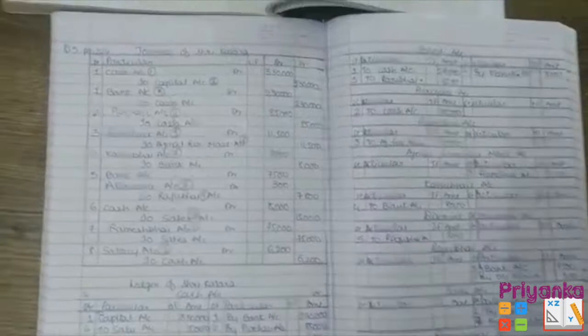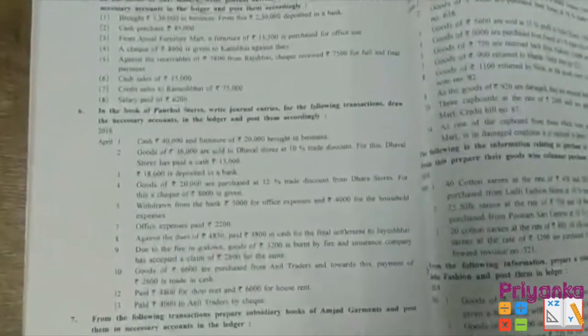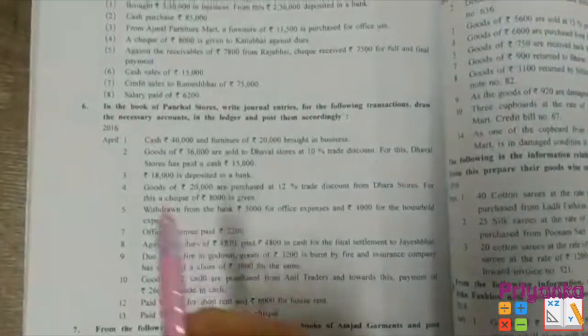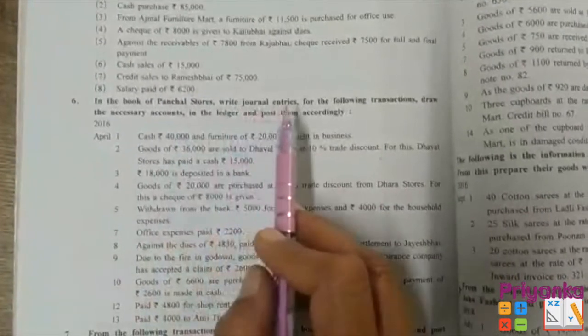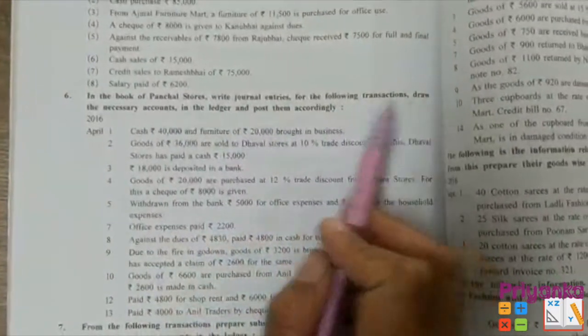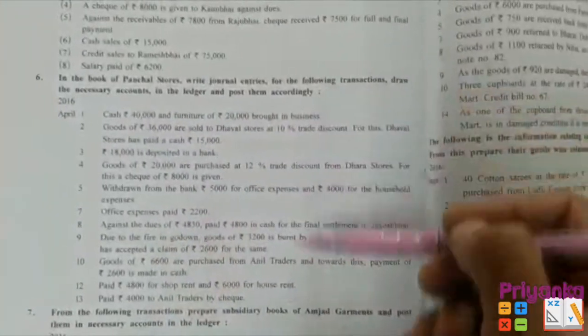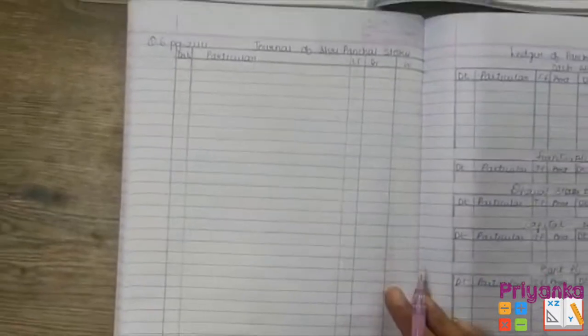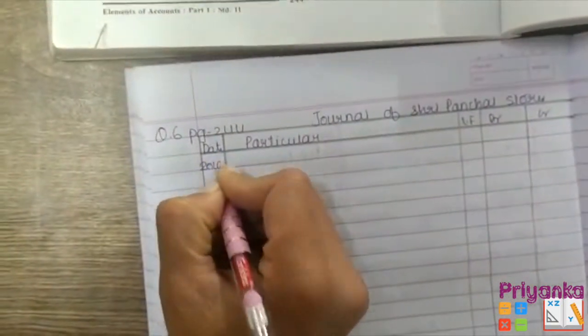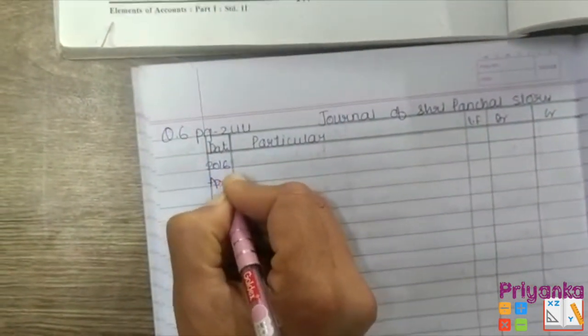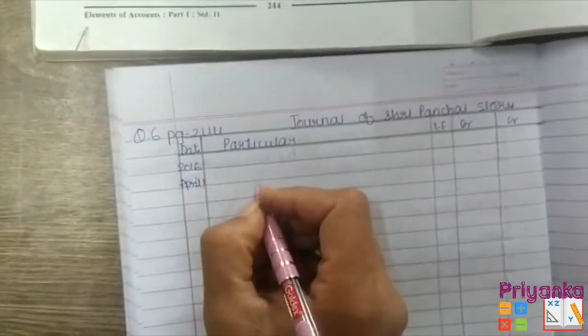So moving to the next question, number 6, where again we are going to solve journal entries. In the books of Panchal Store, write journal entries for the following transactions. Draw the necessary accounts in the ledger and post them accordingly. So here again my specimen is ready. Let's start with the year 2016, the month of April 1st.